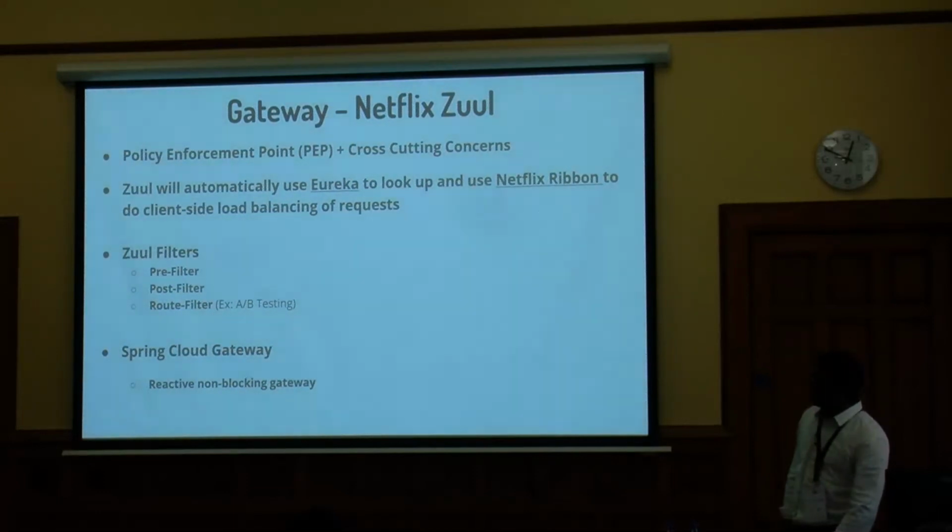The pre-filter, you can inject something in the request. Let's say you can inject a correlation ID, which will be useful to trace the microservice flow.